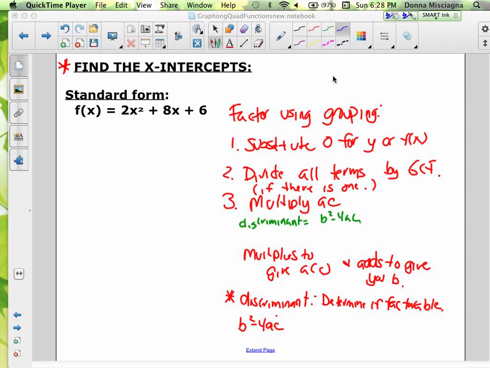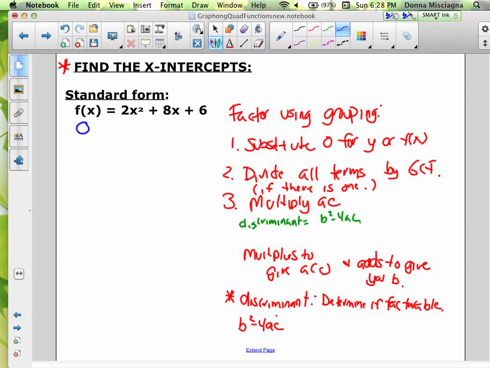All right, so the first thing we should do when we're solving is substitute 0 for f of x, or if there's a y there, substitute 0 for y. Now that I've done that, I notice that we have a greatest common factor. You should divide all terms by your greatest common factor if there is one. If we were just factoring and rewriting, we would need to keep that greatest common factor as one of our terms in front. Since we're solving, we don't need to keep it. We can simply divide everything by our greatest common factor.